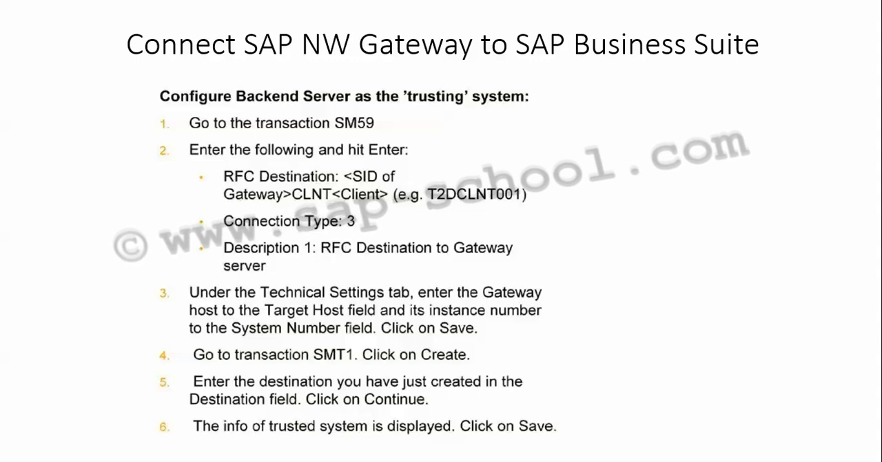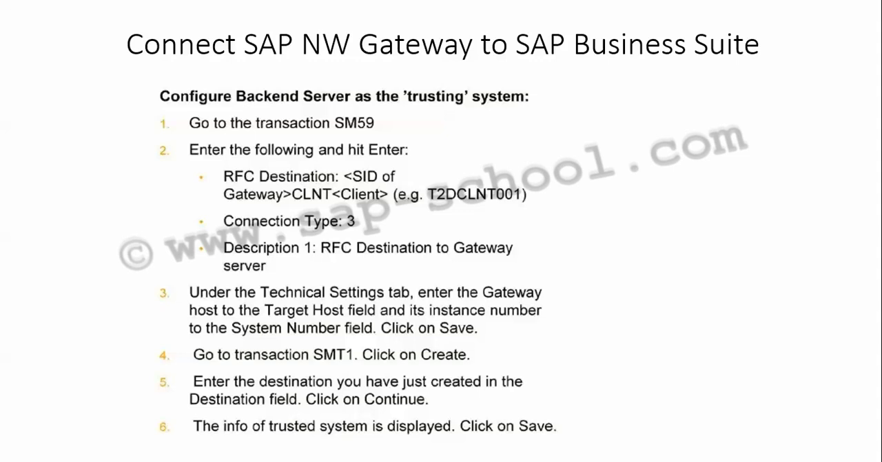So first of all, in the SAP system, we have to configure the SAP system as the trusting system. So we have to create an RFC destination for use in the trust configuration. Then we have to define the system to be the trusting system using the transaction SMT1. After that, we have to configure the system to create and accept assertion tickets from the SAP NetWeaver Gateway host using the SSO2 wizard.